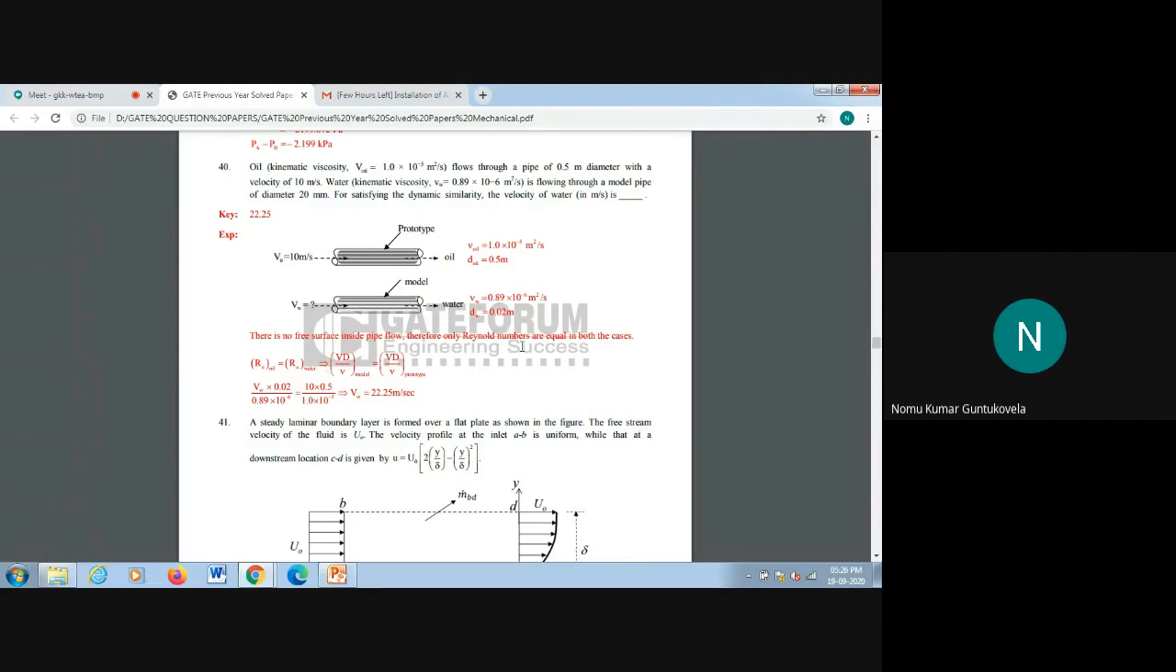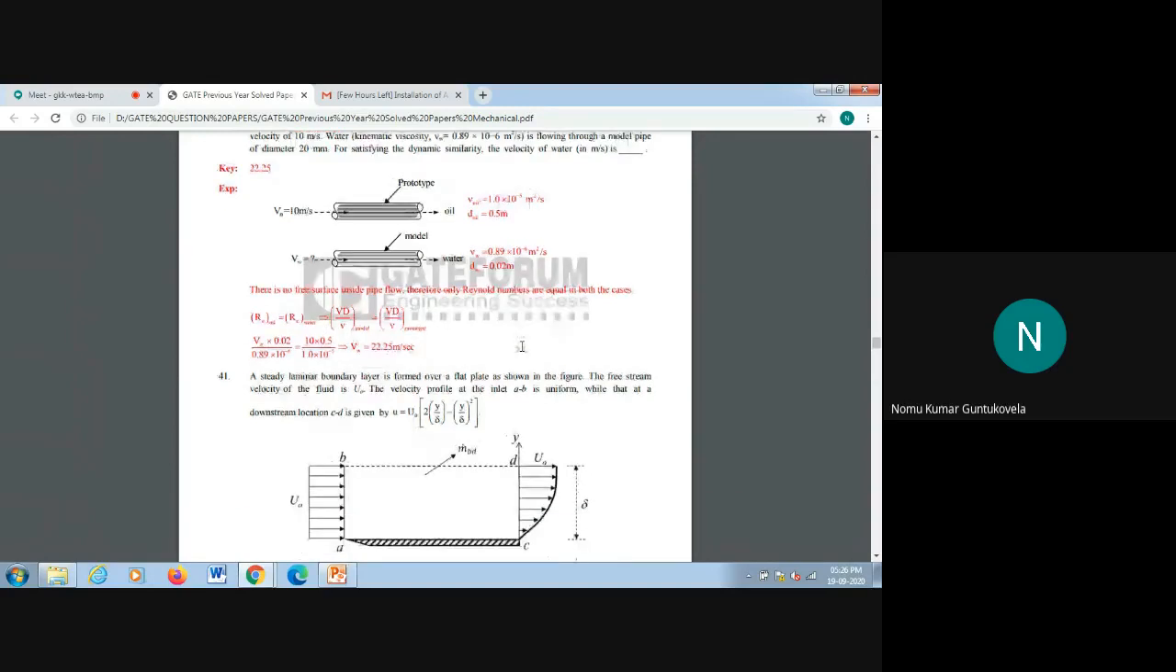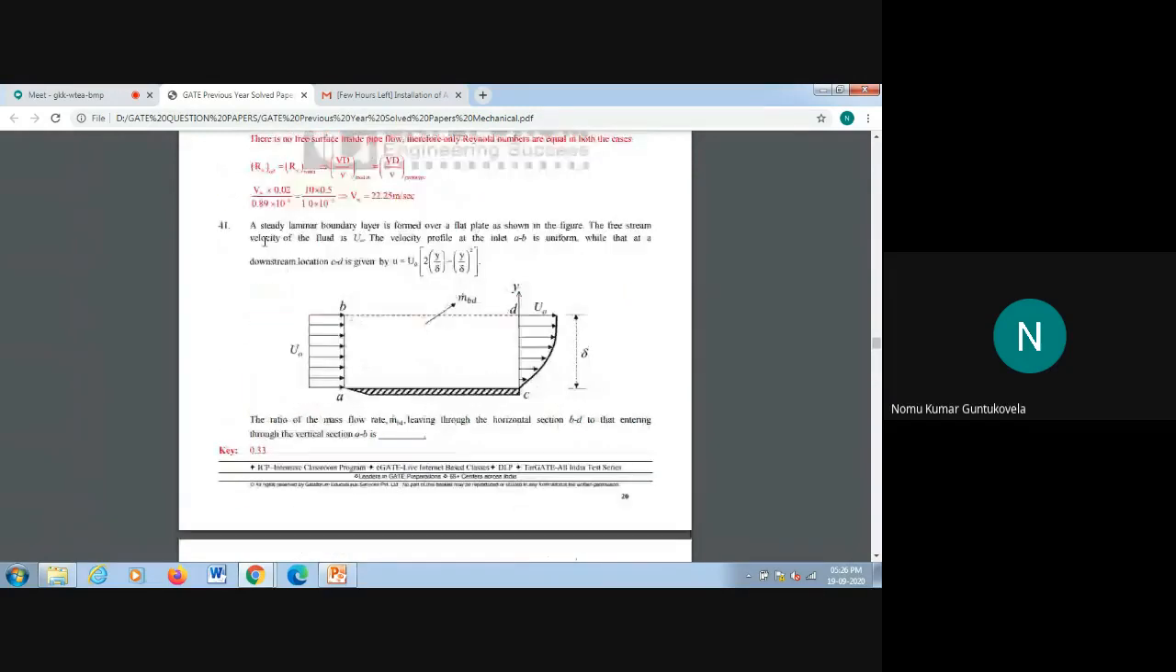See here, a steady laminar boundary layer is formed over a flat plate as shown in the figure. The free stream velocity of the liquid is u naught. The velocity profile at the inlet of A and B is uniform, while at the downstream location CD it is given by this expression, and we need to find the answers. They have given u equals u naught into 2 of y by delta minus y by delta whole square.